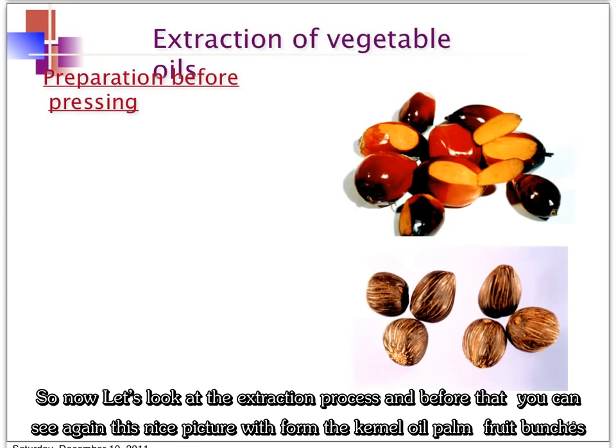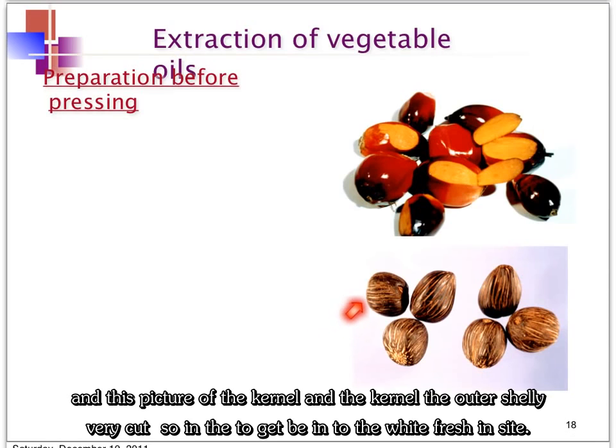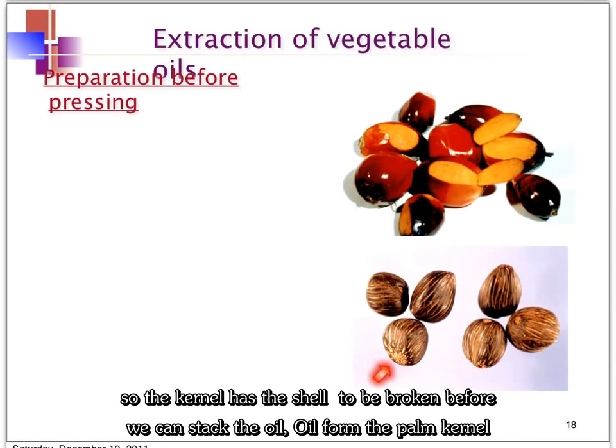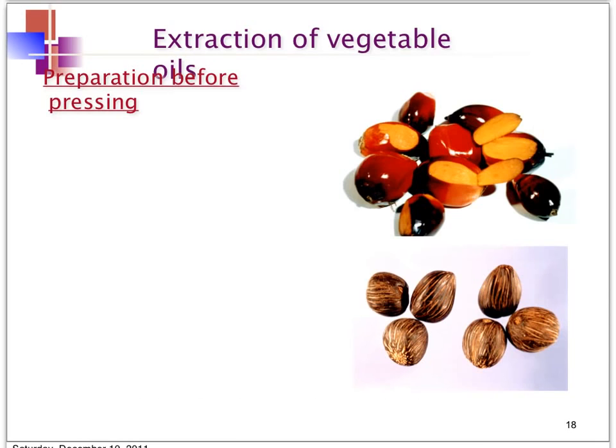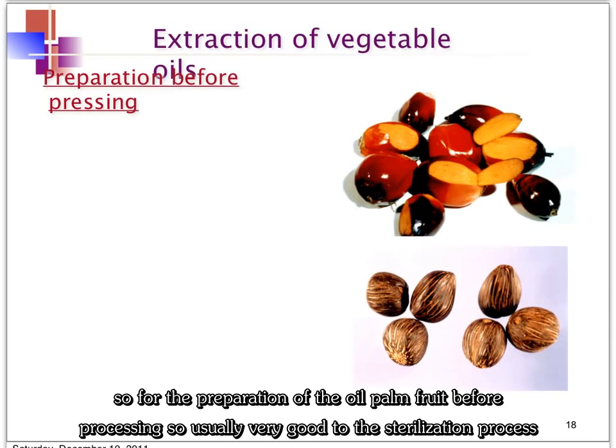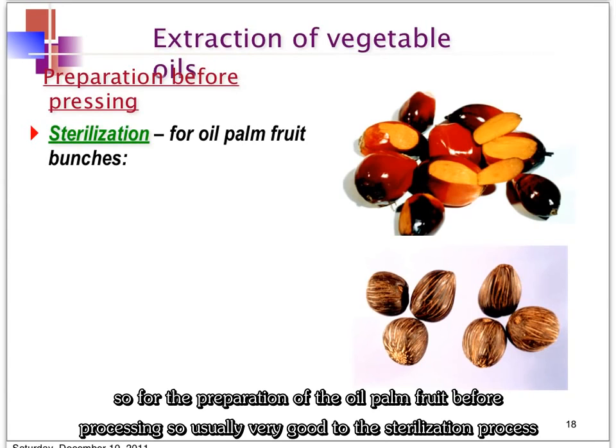Before that, we can see again this nice picture of the fruitlets from the oil palm fruit bunch, and a picture of the kernel. The outer shell of the kernel is very hard, so to get into the white flesh inside, the shell has to be broken before we can extract the oil from the palm kernel. So for the preparation of the oil palm fruits before processing, we usually go through the sterilization process.